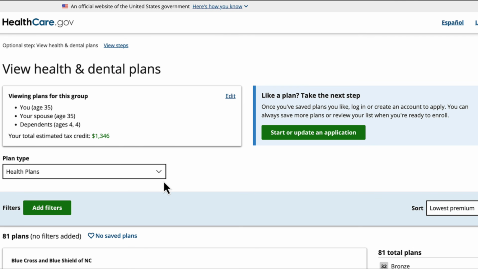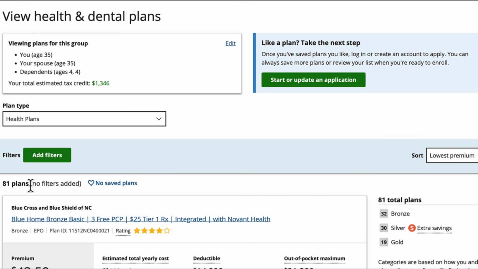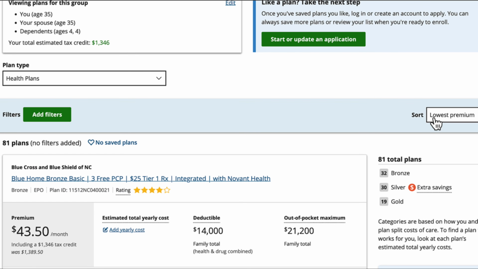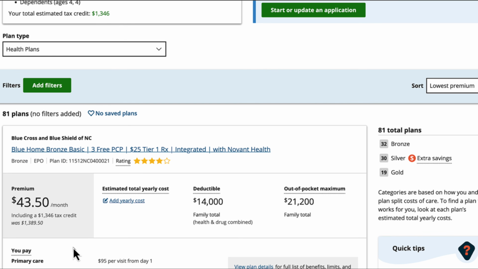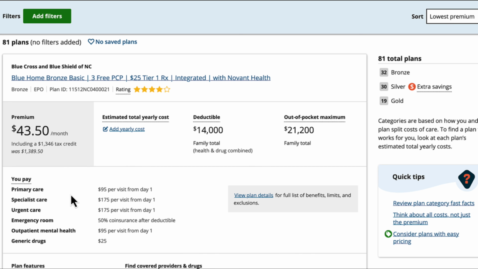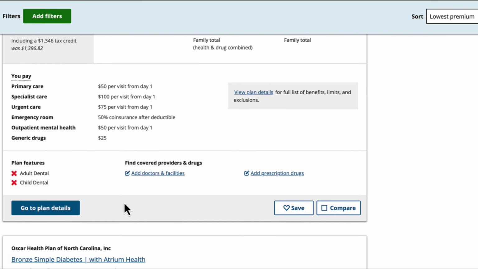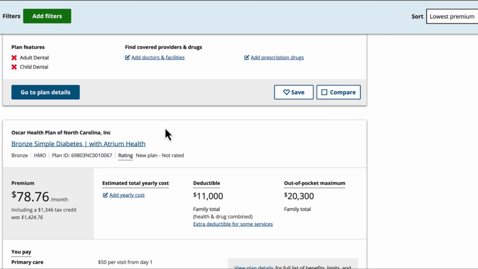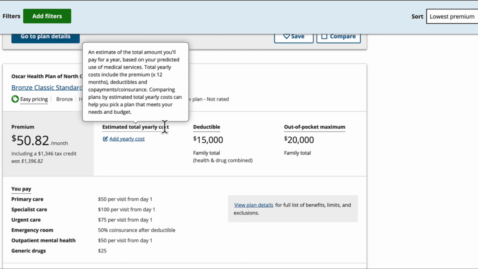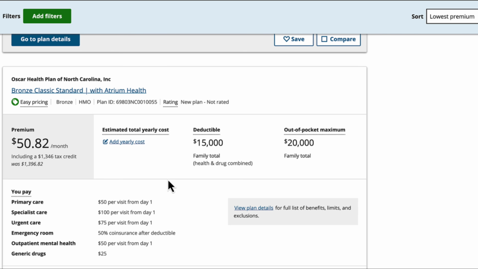View plans. So currently there are 81 plans available. Currently it is filtering by lowest monthly premium. Now, as I said, I actually did this recently on 2025 plans, and there were several plans with the same income, same household size that were available for $0 per month. So we can already see that this is an increase. Now, I put in an income that is perhaps on the lower side for a family of 4.